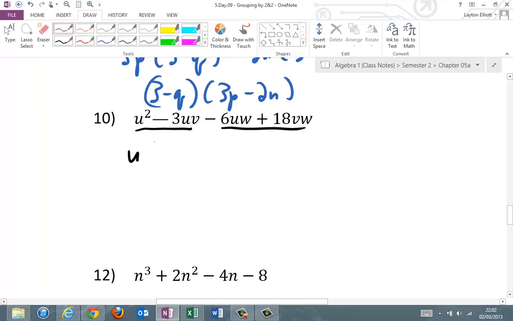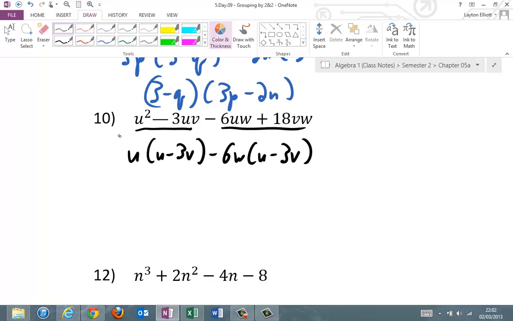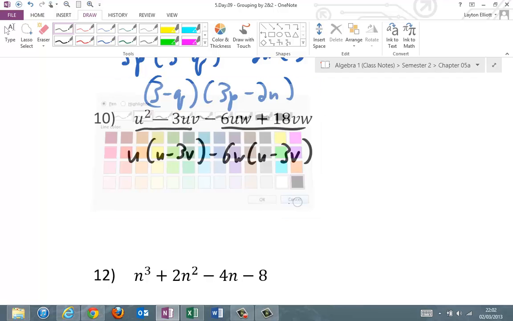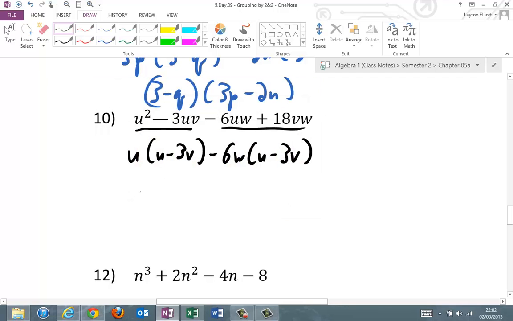I pull out a u, and I get a u minus 3v. And if I pull out a negative 6, I get a w, and then I get a u minus 3v as well. And those u minus 3v's, those are identical. So that comes out in front as u minus 3v, in parentheses, always put parentheses, and then a u minus 6w is left behind.